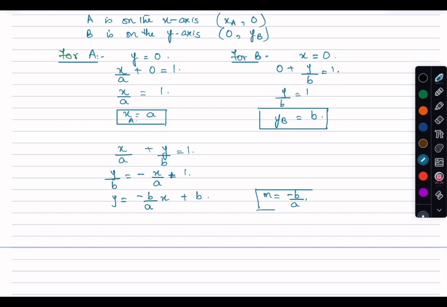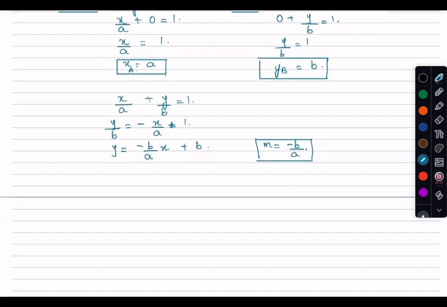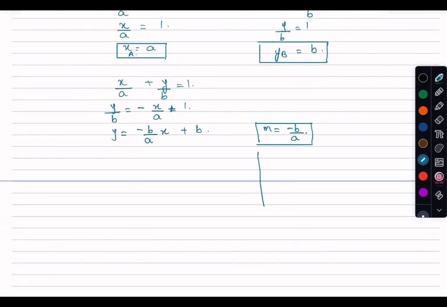So this means that if I draw the line AB, then basically it was the x-axis and the y-axis, where the line was having a negative gradient, therefore it was a sloping down line, with B as coordinates 0, b, and A as coordinates a, 0, and the gradient of this line is negative b by a here. So this is the information that we have up till now.